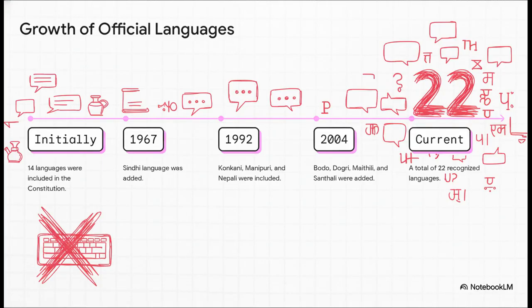This schedule lists the 22 officially recognized languages in India. For your exam, you need to note 2 things. 1, the current number is 22. And 2, and this trips up so many people, English is not on this list. It's an official language of the Union, but it's not in the 8th schedule.